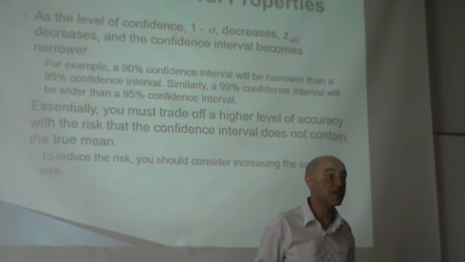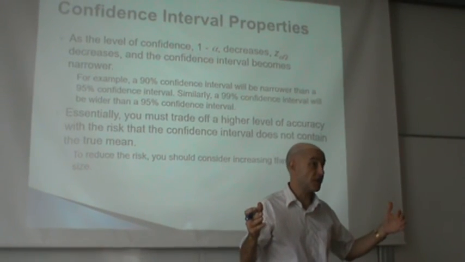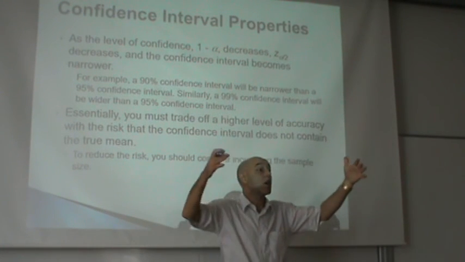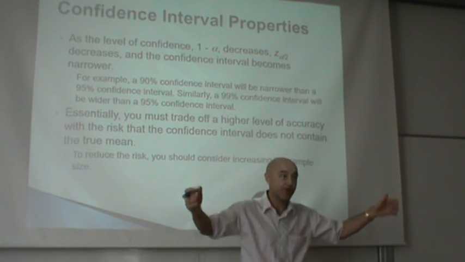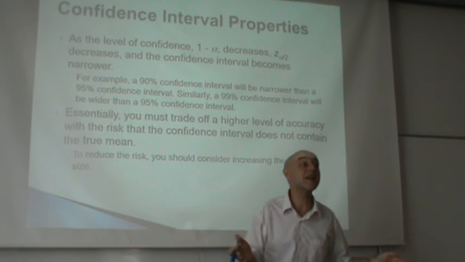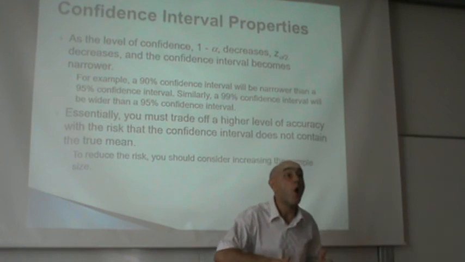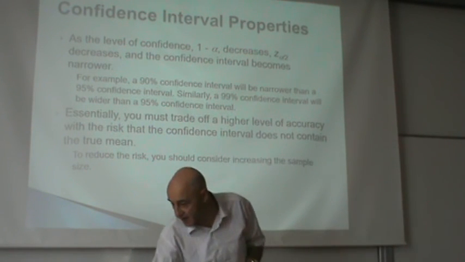Let's see. Confidence intervals. Well, it's very simple. If you increase your confidence from, let's say, 95 to 99, the confidence interval will also increase. That's natural. If you need to shrink the confidence interval, you either have to reduce the confidence level or increase the sample size.